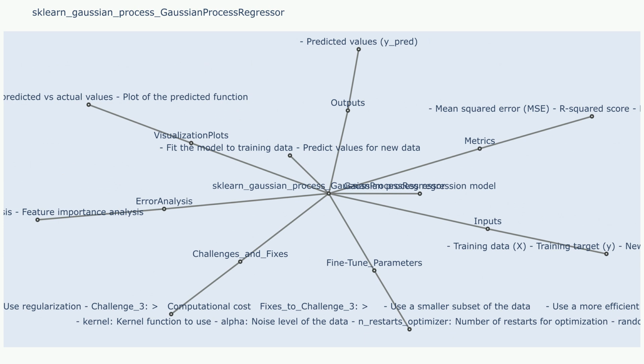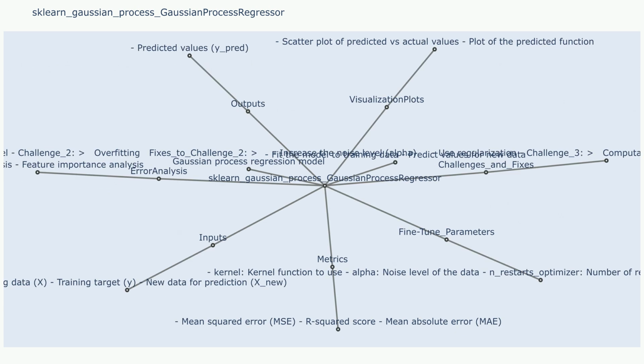Steps. Data preprocessing. Your data needs to be prepared for Gaussian process regression. This involves scaling your features and potentially handling missing values. Kernel selection. You need to choose a kernel function that defines the covariance between data points. The choice of kernel determines the shape and smoothness of your predicted function. Common kernels include the RBF (radial basis function) kernel, Matern kernel, and polynomial kernel.